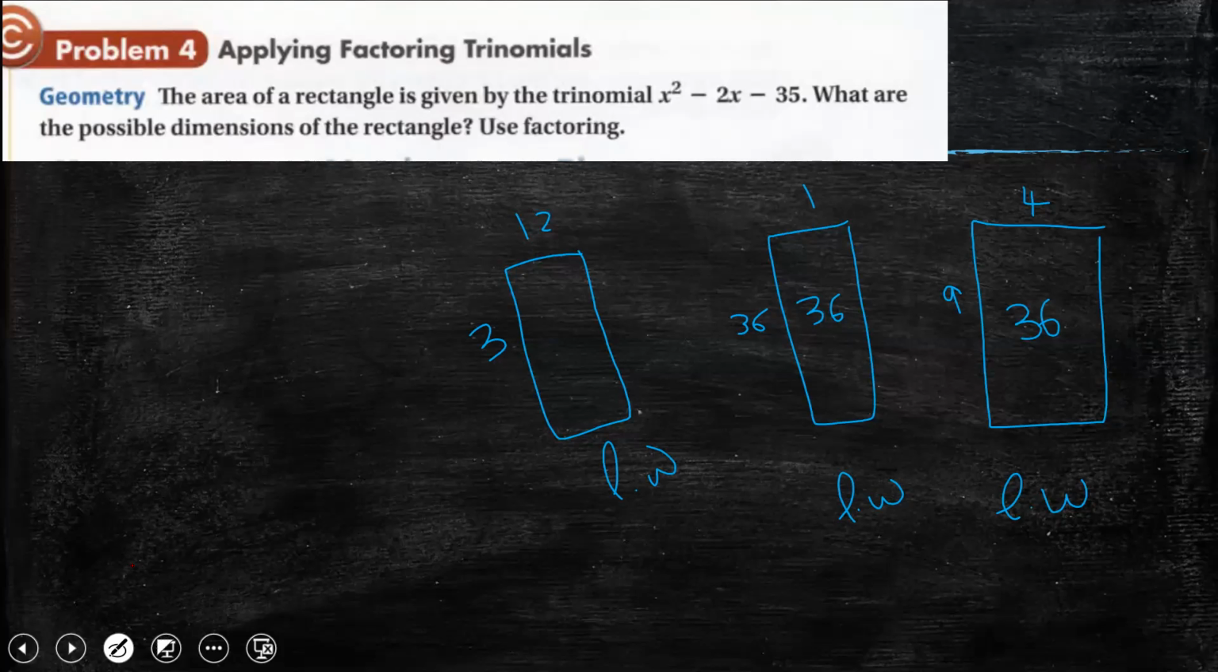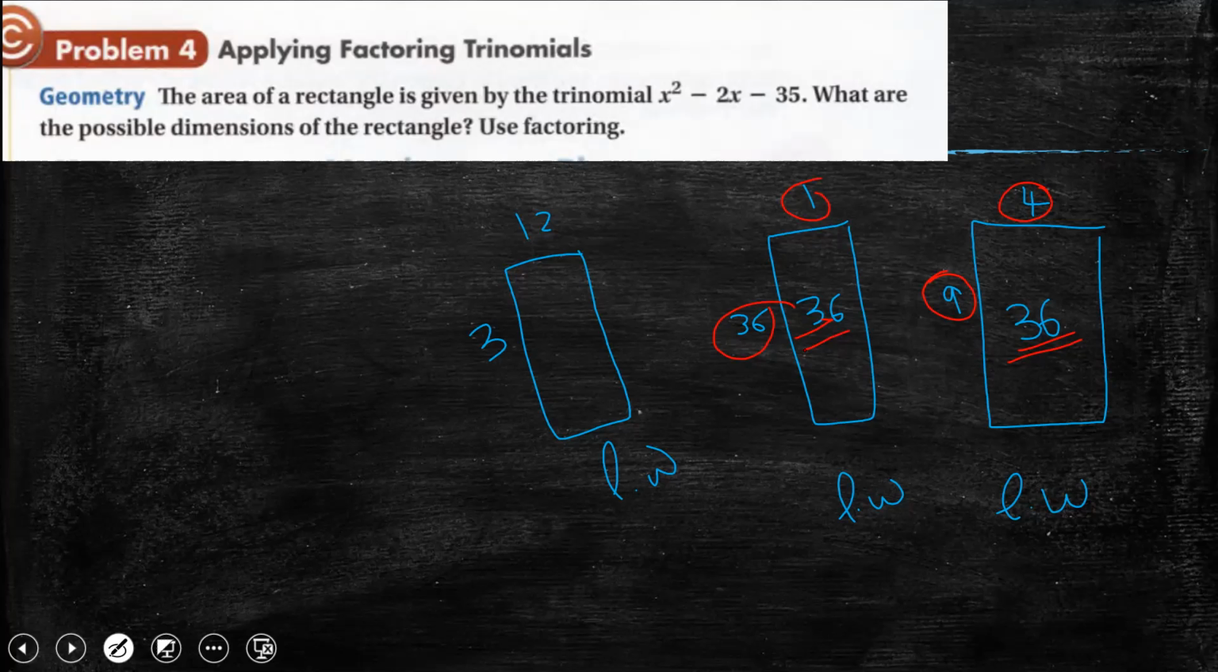So all the areas are the length times the width. If you multiply 9 times 4, you get 36. If you multiply 36 times 1, you also get 36. So all of these dimensions are acceptable.